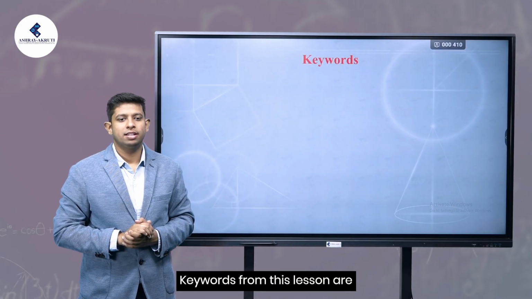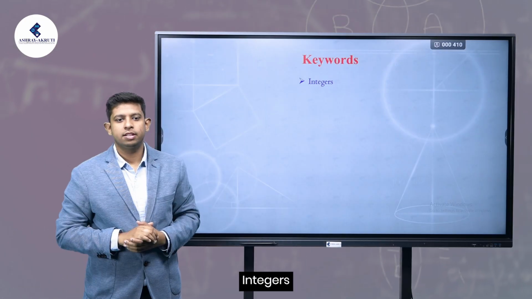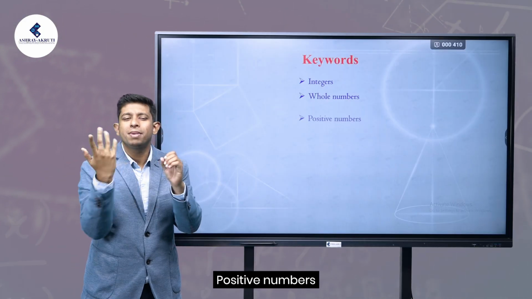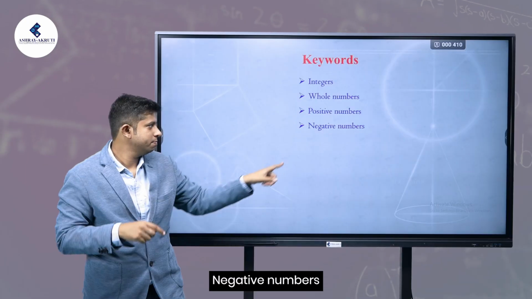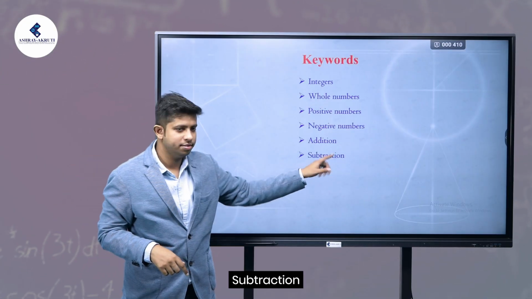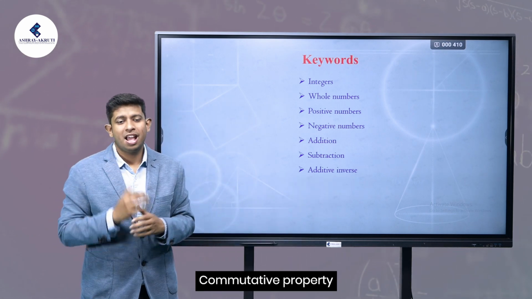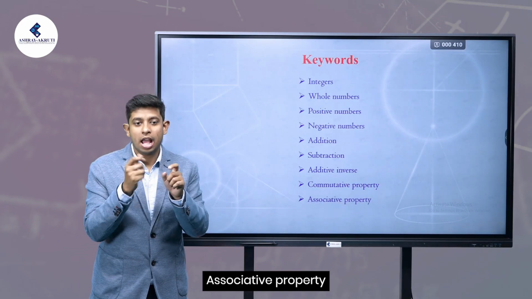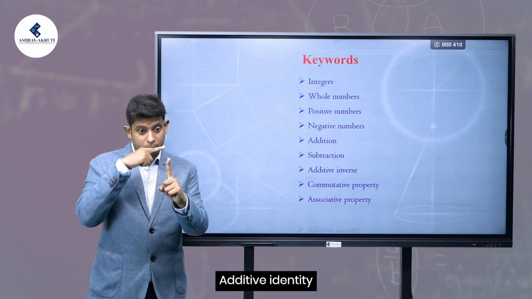Keywords from this lesson are integers, whole numbers, positive numbers, negative numbers, addition, subtraction, additive inverse, commutative property, associative property, and additive identity.